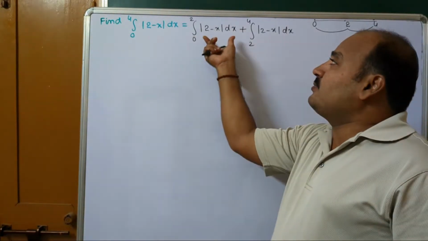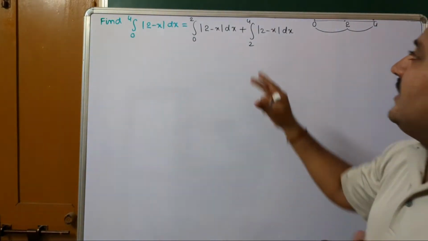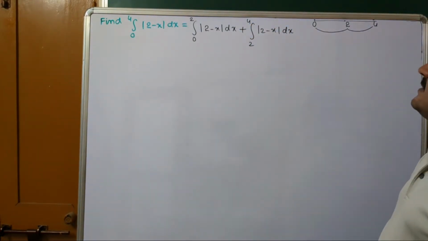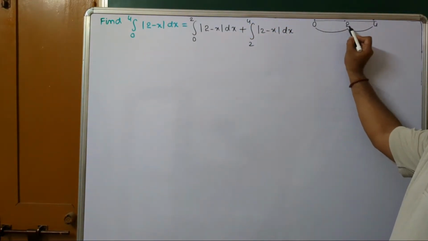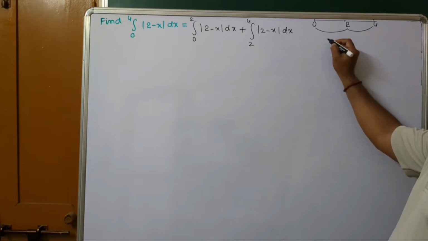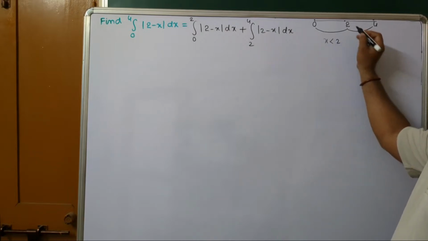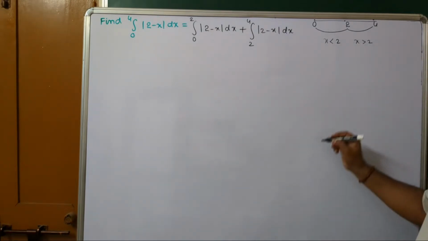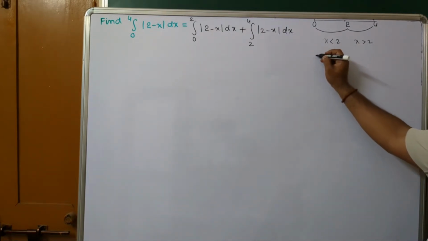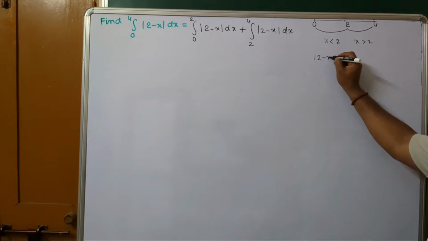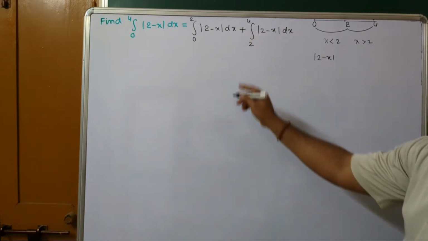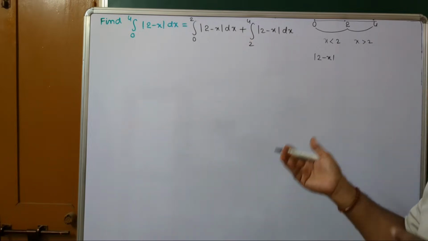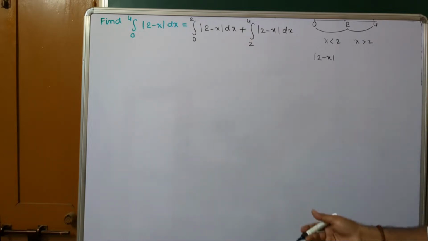But this modulus value, based on the interval 0 to 2 and 2 to 4, it changes. See here, 0 to 2 means x is less than 2. 2 to 4 means x is greater than 2. Am I right? Now, mod of 2 minus x I am calculating. Mod x, just now I wrote no. Mod x equal to plus x when x is greater than 0. Mod x equal to minus x when x is less than 0.